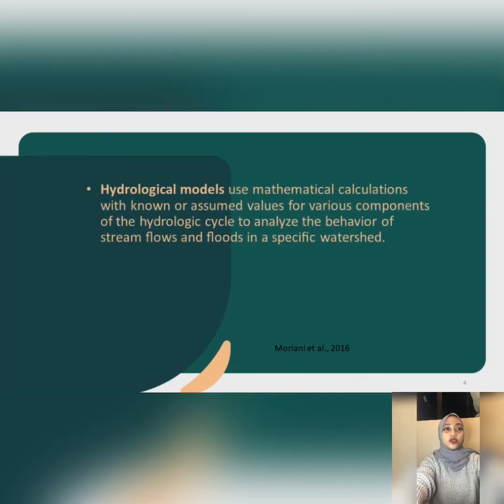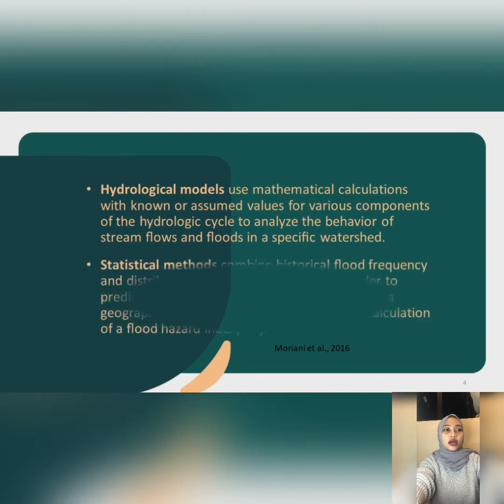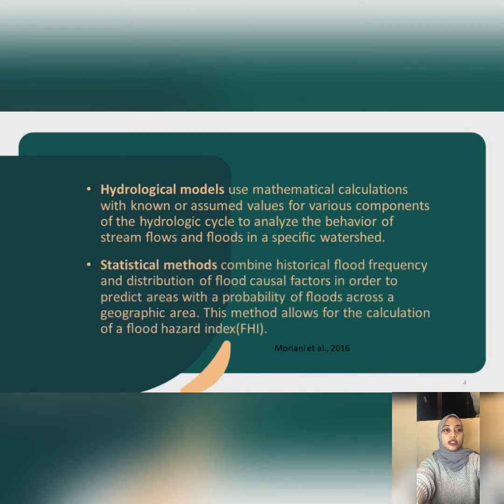Hydrologic models use mathematical calculation with known or assumed values for various components of the hydrologic cycle to analyze the behavior of stream flow and flood in a specific watershed. Statistical methods combine historical flood frequency and distribution of flood causal factors in order to predict areas with a probability of flood across a geographic area. This method allows for the calculation of a flood hazard index, FHI.